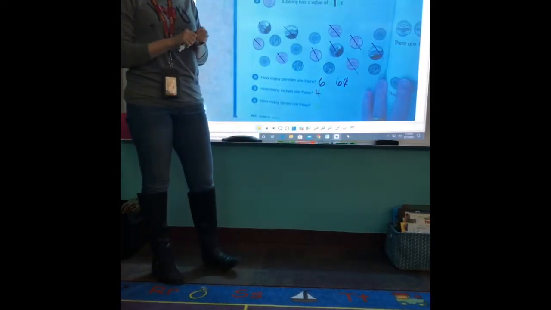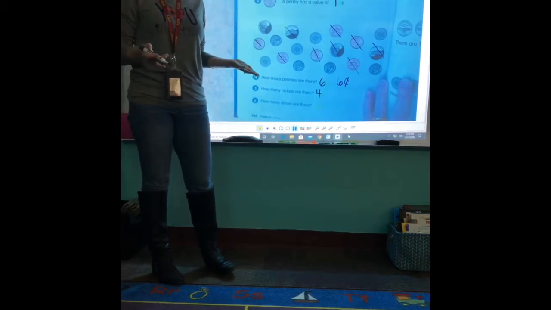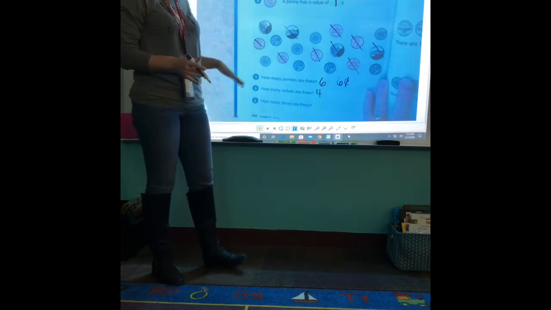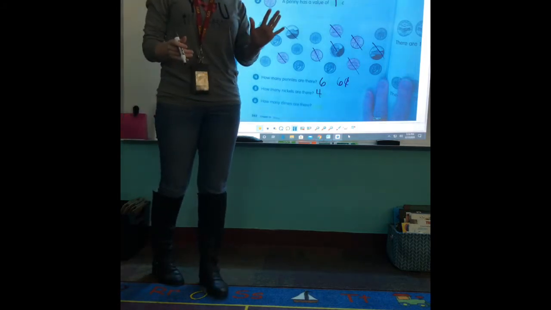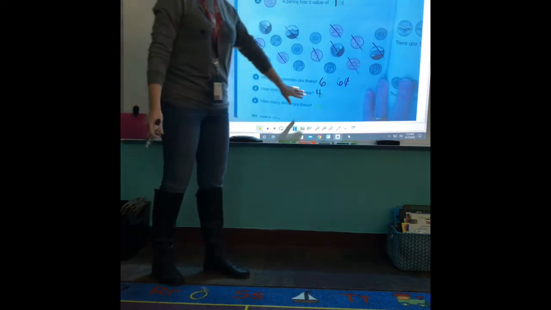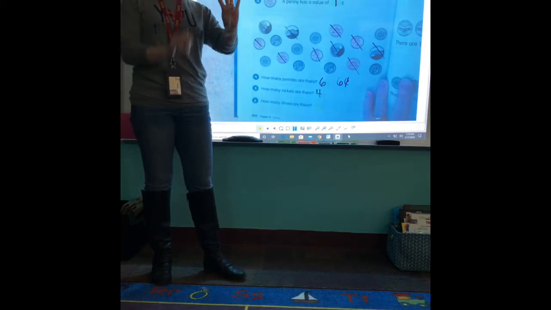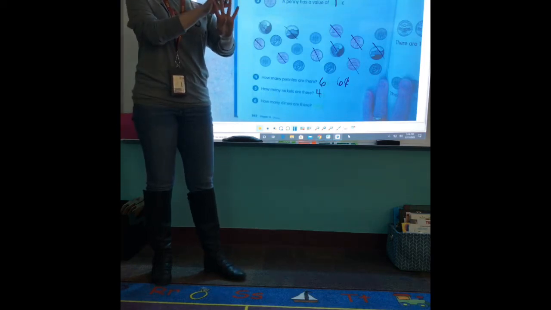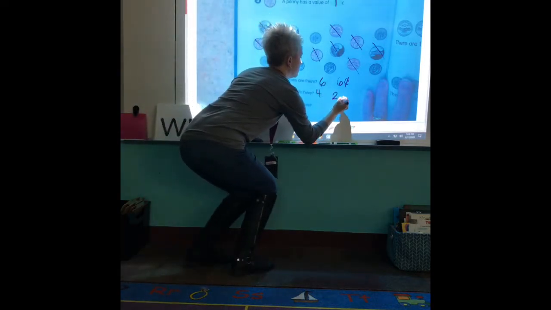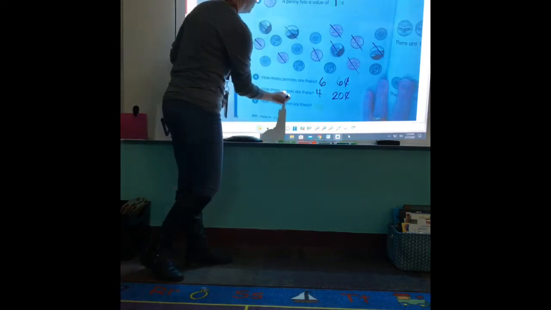Now, I want to know how much change we have in nickels. How much money do we have in nickels? So since nickels are worth 5 cents, we're going to skip count by 5s. So we have 4 nickels. We're going to skip count by 5. 5, 10, 15, 20. We have 20 cents in nickels.